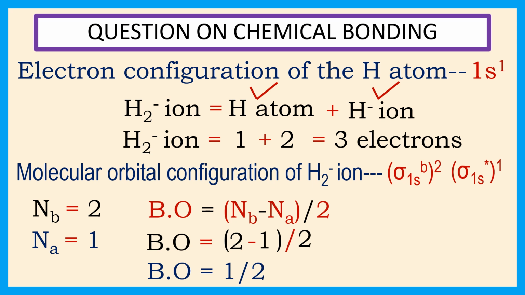Since the H2 minus ion has 1 unpaired electron in the antibonding molecular orbital, it is paramagnetic.